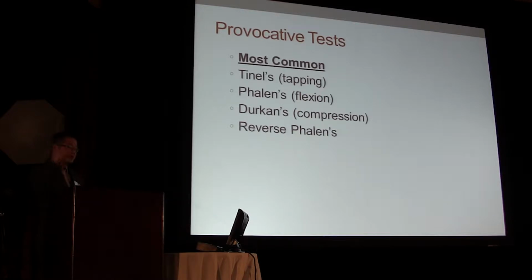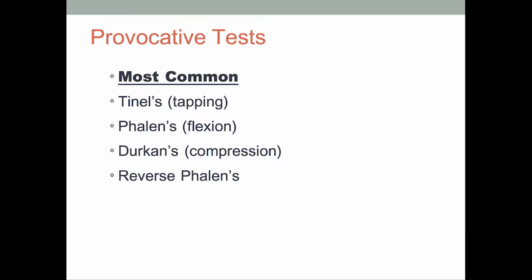Phalen's test, like I said, flexion will decrease the volume of the carpal tunnel, and so Phalen's test is actually flexing the wrist. And so that will elicit symptoms of median nerve compression. I like this test a lot, the Durkan's test, which is the most sensitive in the literature for carpal tunnel, is compressing the median nerve. We'll go over that in a second.